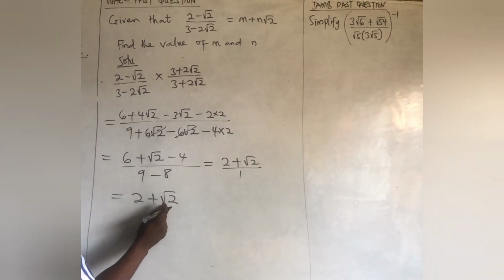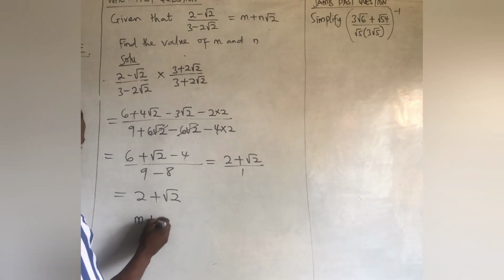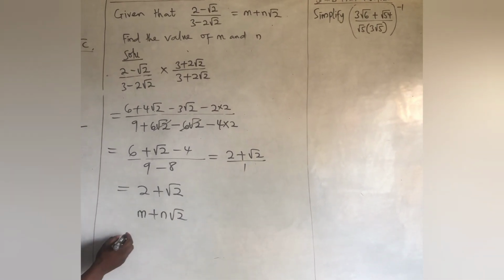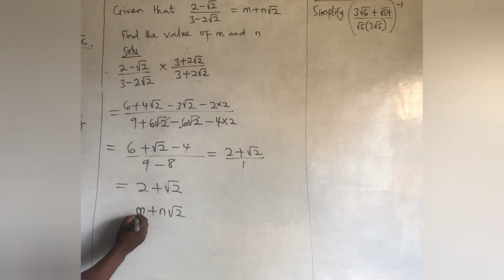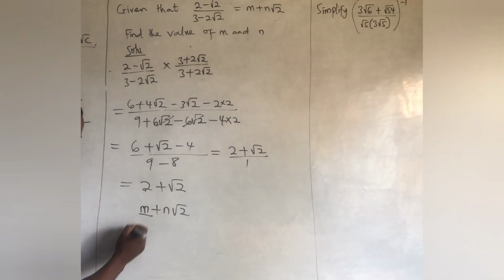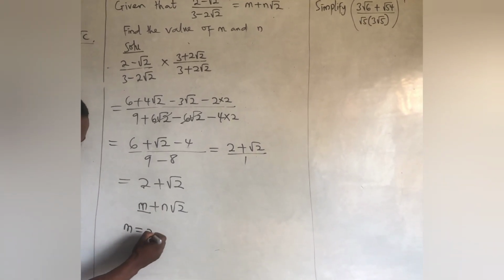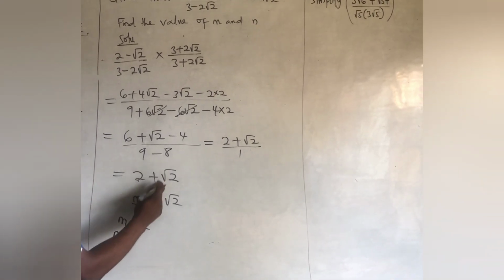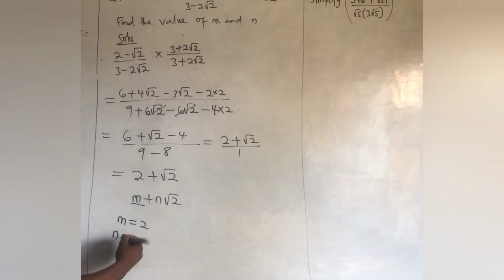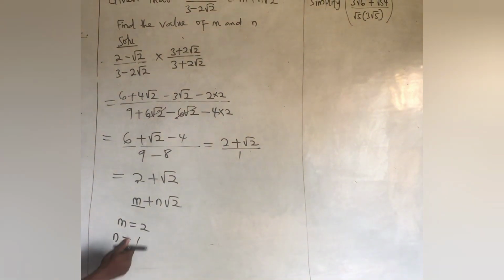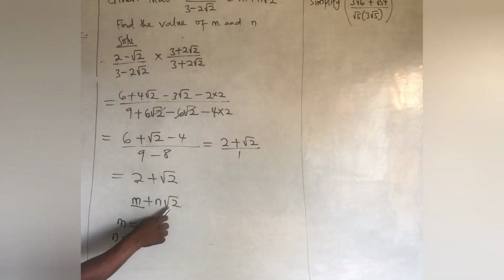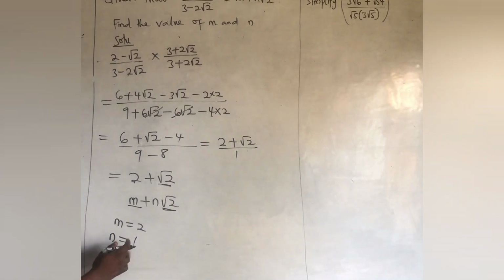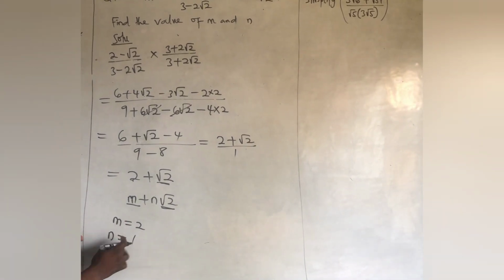Now let's compare with what we have there, m plus n root 2. Don't forget that when you compare, your m is going to be this. So m is 2. But where's our n? n is 1. I cannot write 1 root 2, but you should know that n is 1. Then you will see that from your answer we have root 2 and we also have root 2 here. So that means you are correct. So the value of m is 2, n is 1.